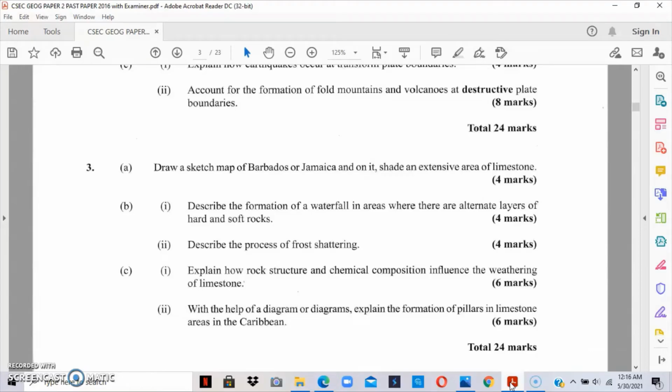Part 2 asks us to describe the process of frost shattering. Now, frost shattering is also called freeze-thawing, and this happens when water seeps into the cracks in the rocks. Now, the water freezes at night when it's cold, right? So at night it's cold, the water freezes, and it thaws during the day when the time is warm. So what is happening is the constant freezing and thawing will eventually lead to the rock breaking apart.